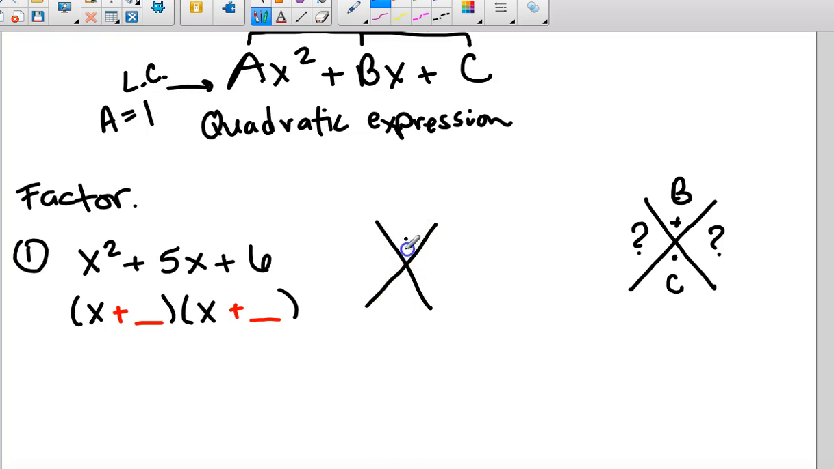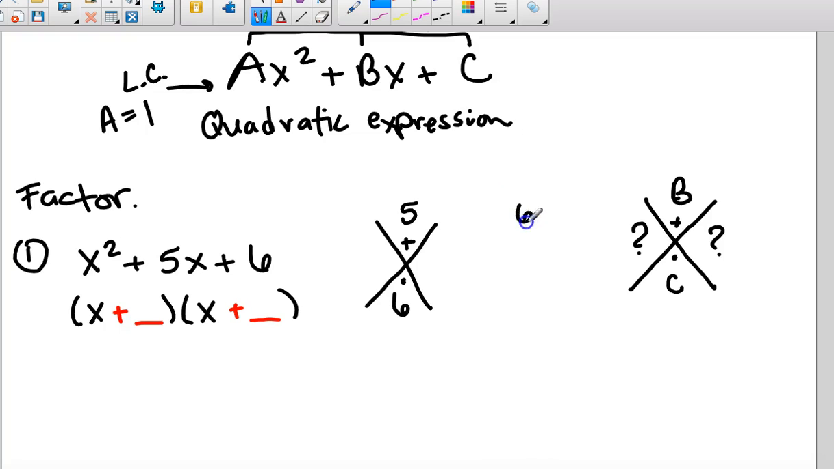When you set this up, put plus on top, times on the bottom. Figure out who replaced b. B, the middle term, is 5. The last term is 6. So in order to do this, the quickest and easiest way is to figure out your factors of 6.